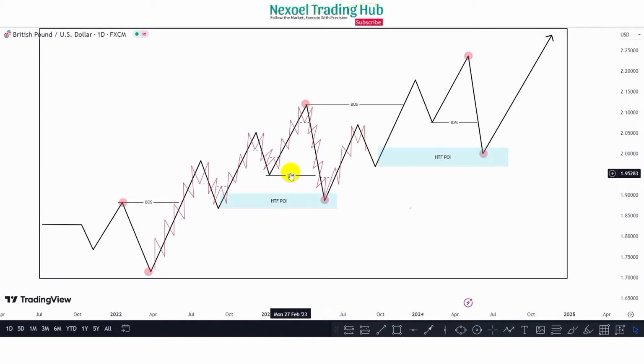Now you're going to see that when you drop to the 15-minute time frame within the expansive leg move, we're going to be having this bullish bearish market condition. Now this is the higher time frame inducement level.